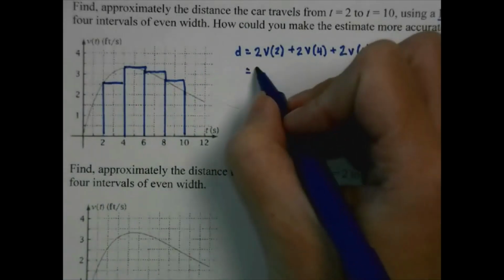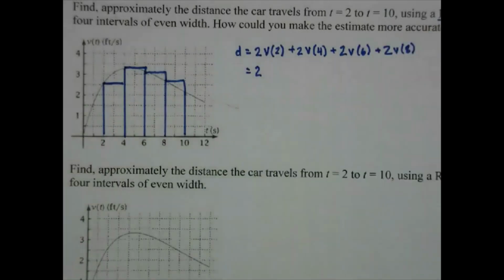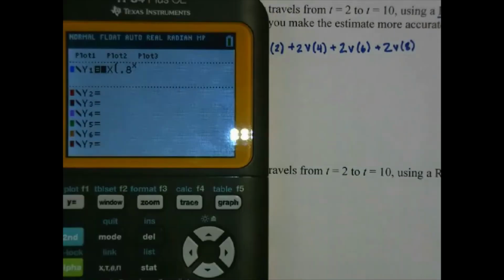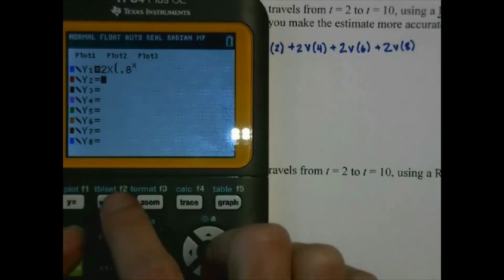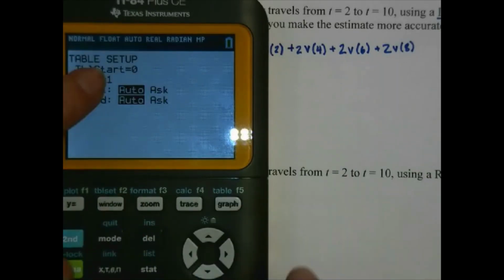We're then going to use the calculator to help us out with these velocities. So in the calculator, I've typed in my equation given to us at the top of the paper here. So we've got 2, instead of t, I'm using x, 2x times 0.8 to the x. Now you can use the evaluate feature. Since I'm going to evaluate it at 2, 4, 6, and 8, I'm actually going to use the table. So if we go to second table set, start at 0, make sure your delta is 1 because I just want whole numbers.